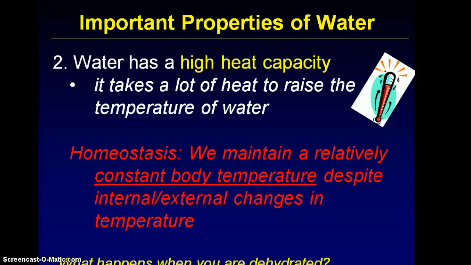Because it takes a lot of heat energy to raise the temperature of water, our body temperature can stay relatively constant despite any kind of fluctuation in temperature that we might be exposed to. So with extremes of heat or extremes of cold, our body maintains a relatively constant internal temperature because of this feature of water. Because of this property of water, we can maintain a constant internal temperature.